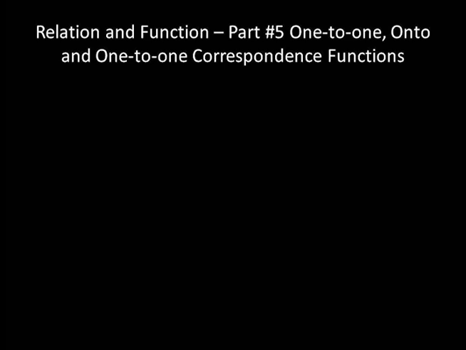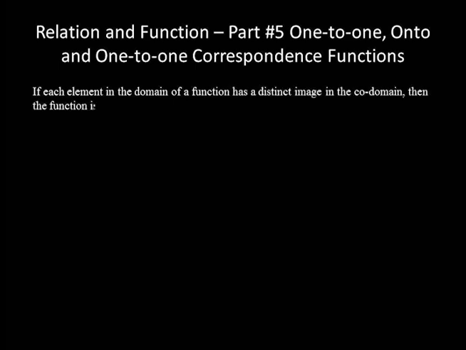Today we will discuss three types of functions: one-to-one function, onto function, and one-to-one correspondence function. Let's dive into the first type. If each element in the domain of a function has a distinct image in the codomain, then that function is called one-to-one function or injective function. Injective function is the other name of one-to-one function.